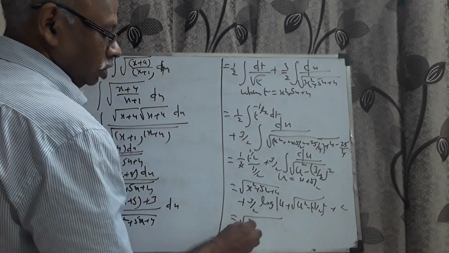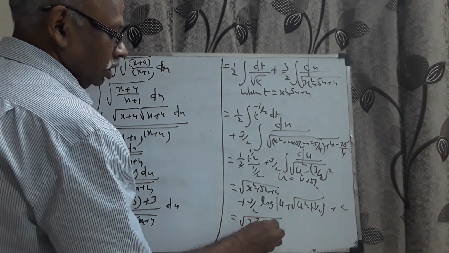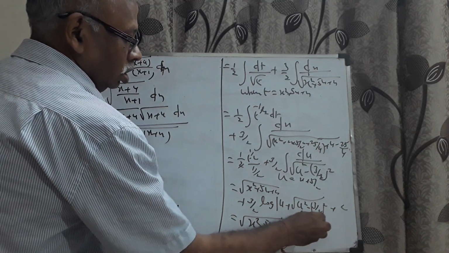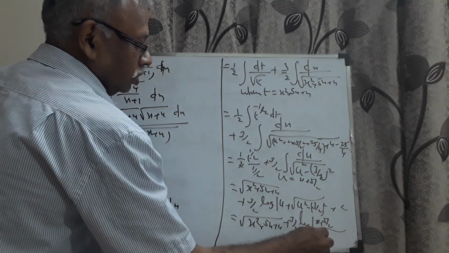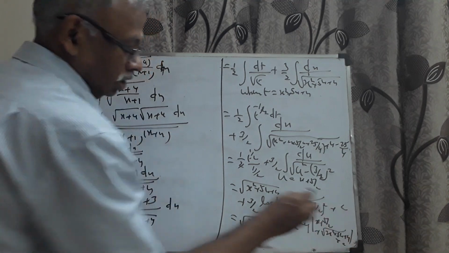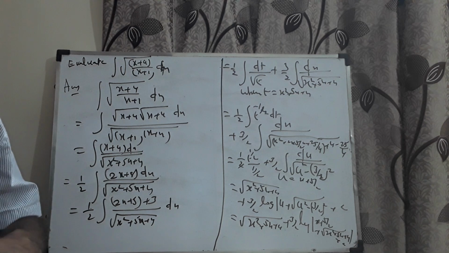Now this is root of x square plus 5x plus 4 plus 3 by 2 log mod x plus 5 by 2 plus, this is the original one, x square plus 5x plus 4 plus c, will be the final answer. Let me just repeat the whole process again.